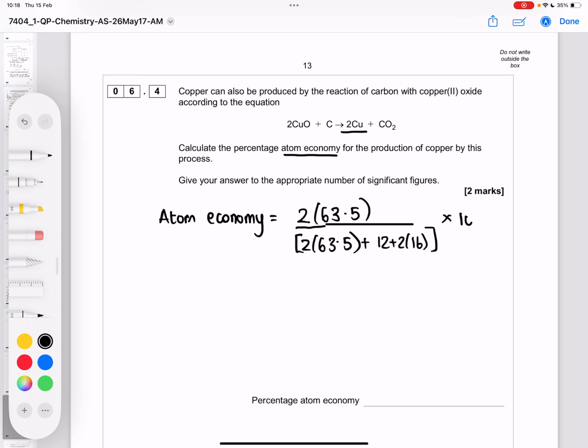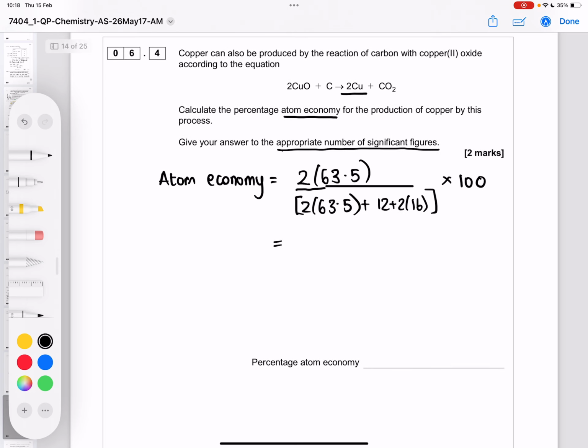And then it's a percentage atom economy, so we would times by 100, and it does want the appropriate significant figures. And since the periodic table gives everything to 1 decimal place, or all these numbers that we've used have been 3 significant figures, that's what we're going to go for. So we're doing 2 times the 63.5 divided by the sum of 2 times 63.5 plus 12 plus 32. And then making that a percentage. If you do that, the calculator says 74.269. So to give that to 3 significant figures, that's 74.3%.